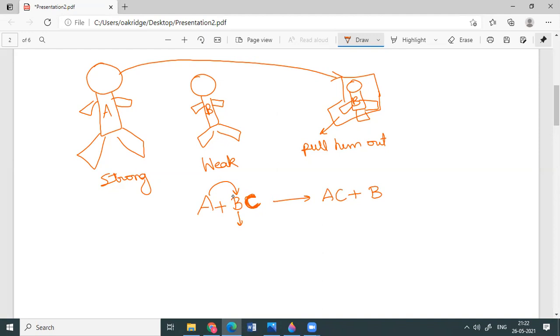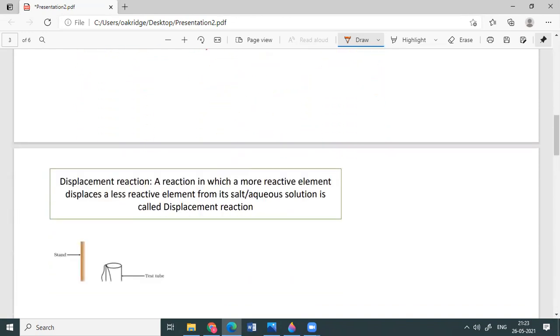Very easy, right? Here, which one is stronger, children? Boy A or boy B? A is stronger than B. So here, the element which is alone, or the metal which is alone, is displacing the metal which is weaker and which is in a place. Okay, so what is this place? Let us quickly see with the help of the definition.